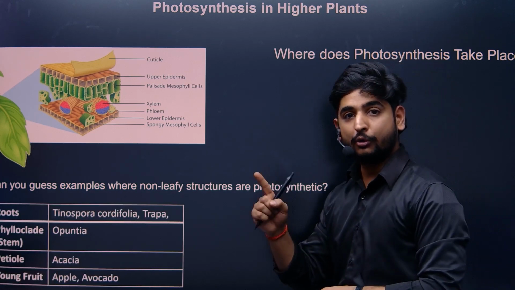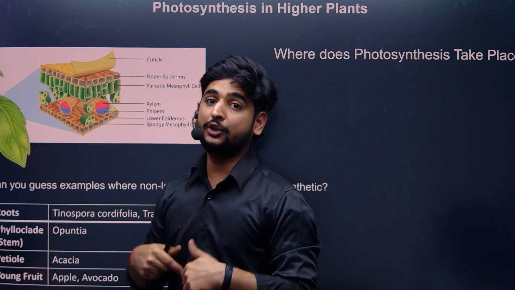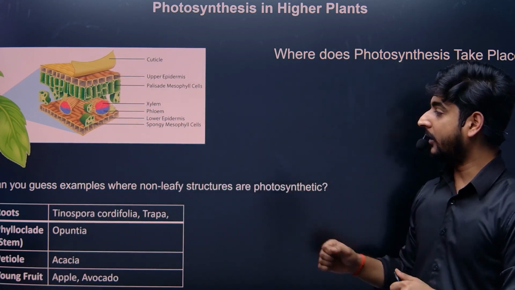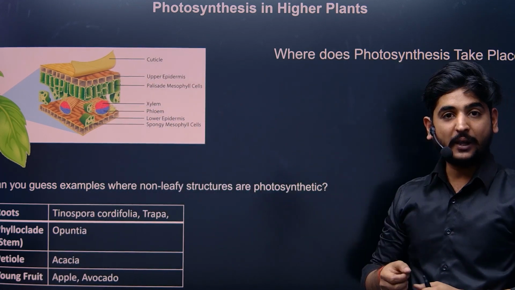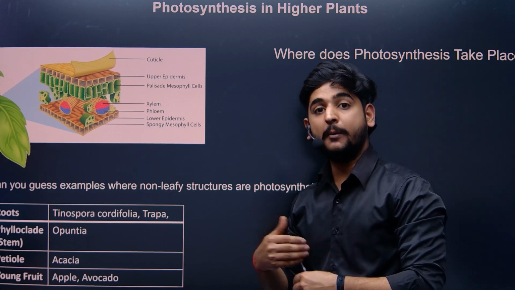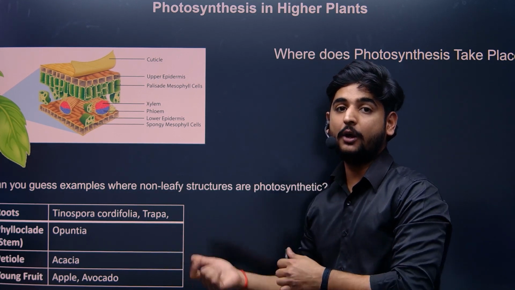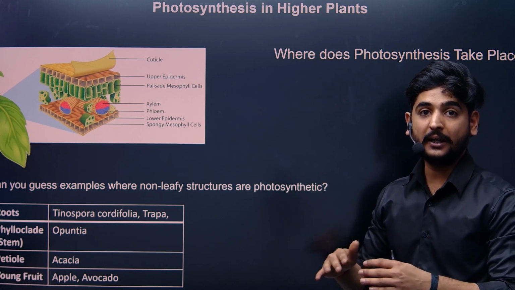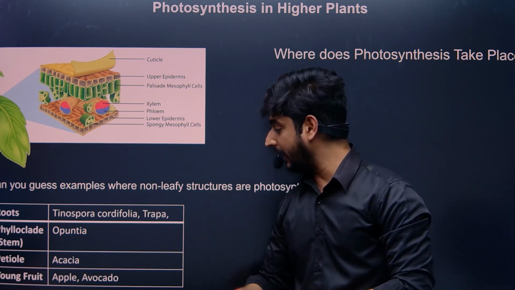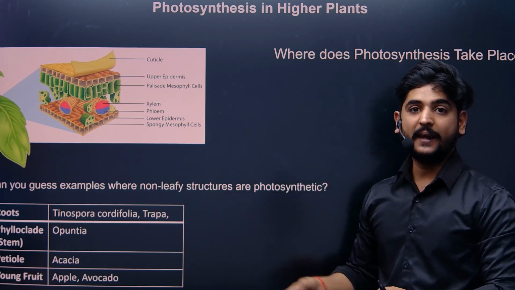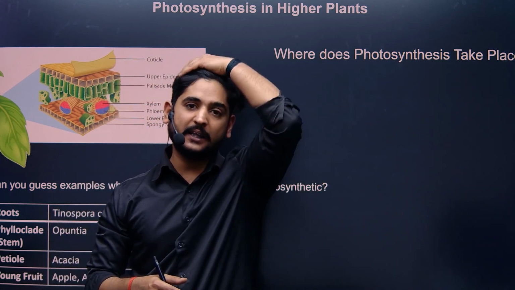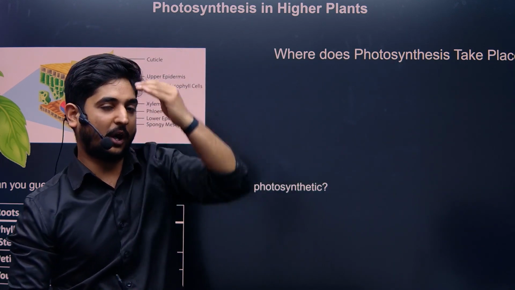Number one, roots. Assimilatory roots which do photosynthesis are found in Trapa and Tinospora. Phylloclade, which is a flattened stem able to do photosynthesis, is found in Opuntia and Euphorbia. A flattened petiole that can do photosynthesis is found in Acacia. Lastly, young fruits are also able to do photosynthesis, as in the case of apple and avocado.